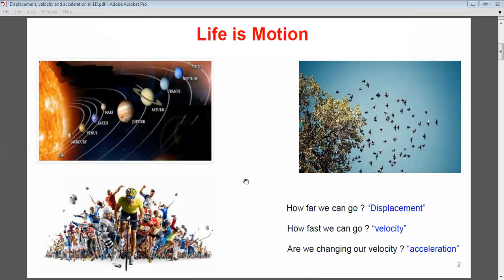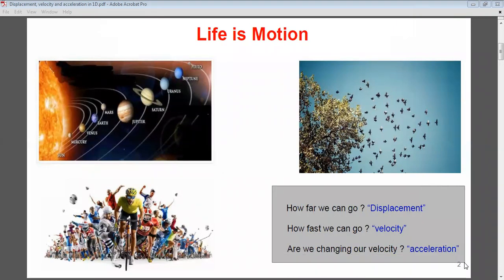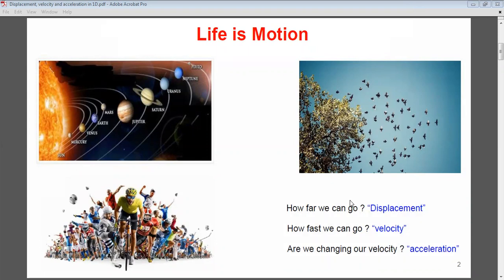Important notions that we will be covering in this exact lecture are displacement, velocity, and acceleration. Displacement has to do with how far one can go from one place to another. Velocity, how fast one can go. Acceleration, are we going at the same velocity or are we changing our velocity? I know for now this sounds very difficult for you, but it will get easy during the lecture.